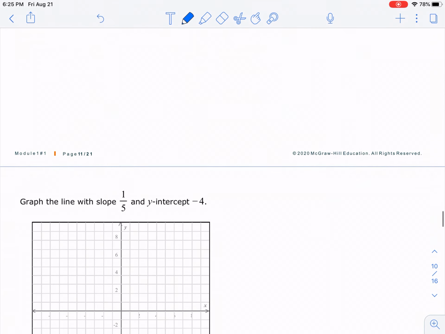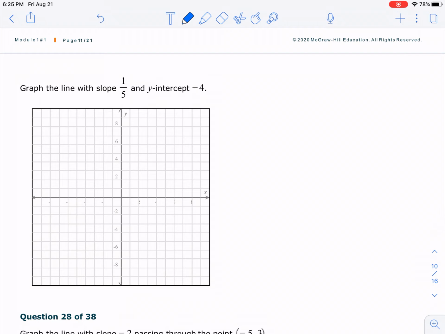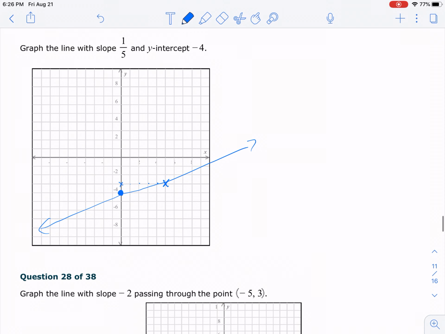All right? So, if they give you the slope and they give you the y-intercept, it's golden. It's very easy to graph. So first we locate the y-intercept, which is negative 4, right here. And from there, we go up 1. That's the slope because the slope is rise over run. And then we go right 5. 1, 2, 3, 4, 5. And that's our point. And then you just connect. Okay, so if they give you the slope and the y-intercept, it's really easy.